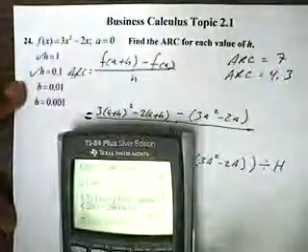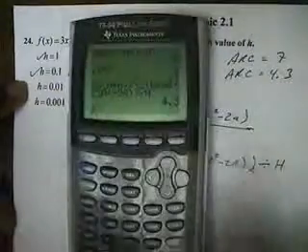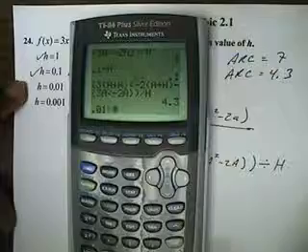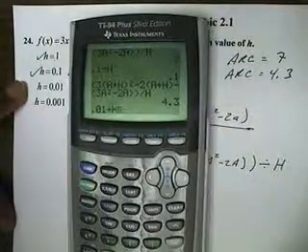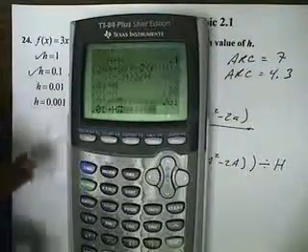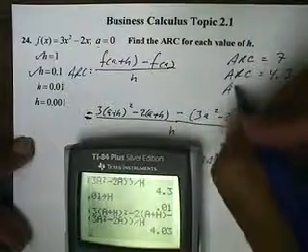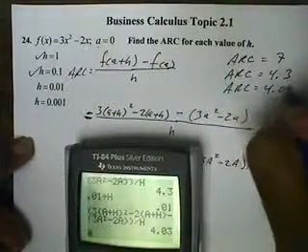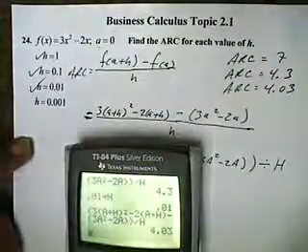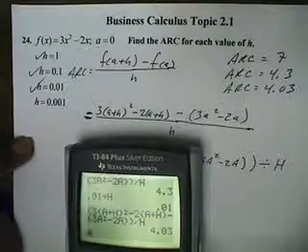And that's for h being 0.1. Next, let's put in 0.01 store alpha h, and now bring back our equation, second function enter, second function enter, and then enter again, and now we have an ARC that is 4.03, and that's for h being 0.01.